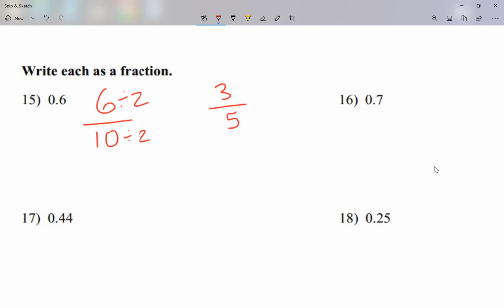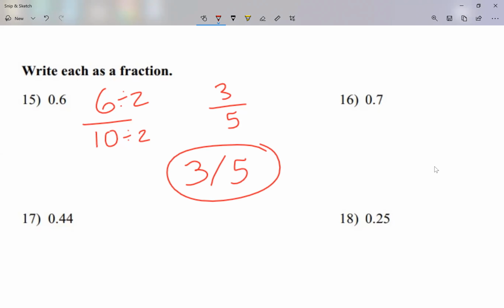Then I ask myself, can I do any better? Can I divide 3 and 5 by a number to make them smaller? No, in this case, I cannot. So my answer is 3 over 5. The way you're going to be typing this, we type fractions already. The way you're going to type this will be 3 backslash 5, 3 over 5. Make sure you do simplify your fraction. If you type in 6 over 10, it will be incorrect because it is not simplified.